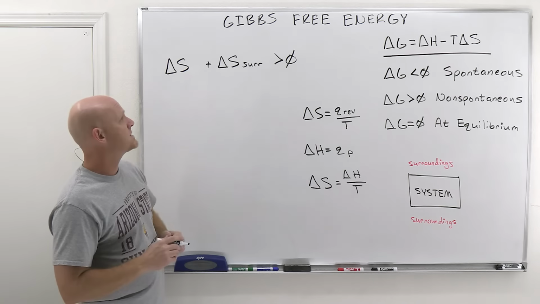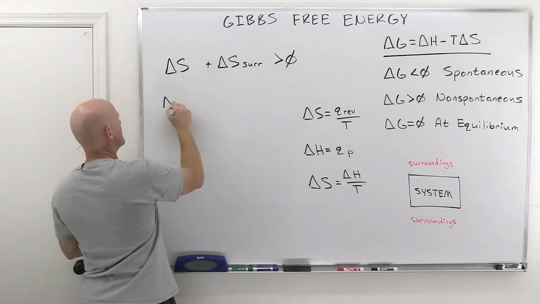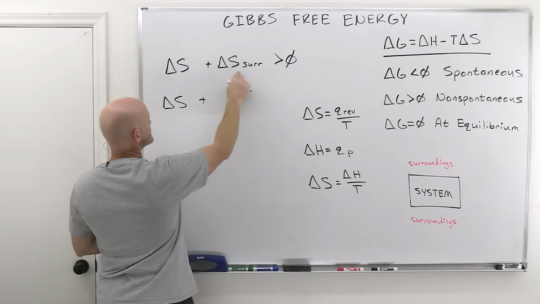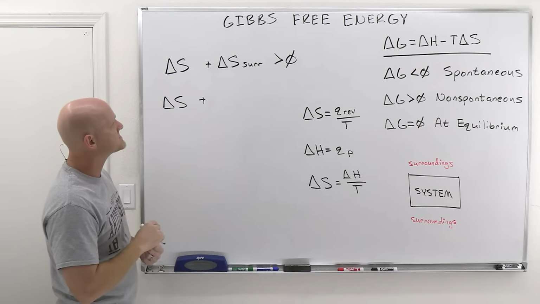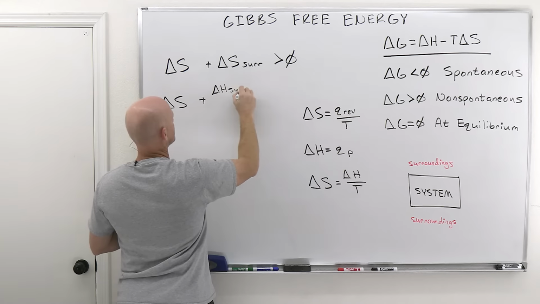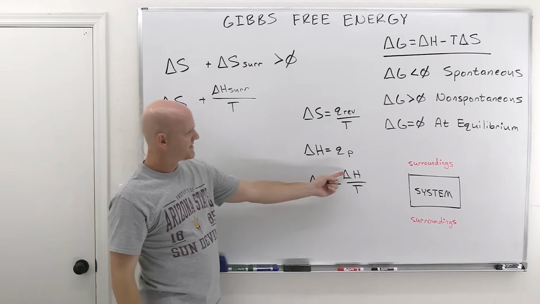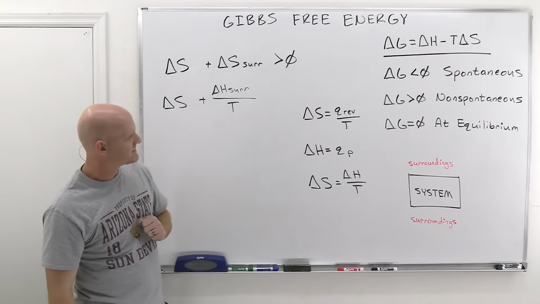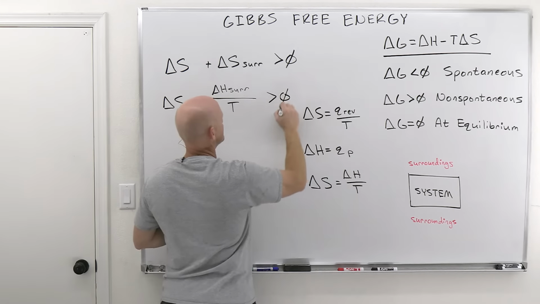So what we're going to do is make some substitutions here. For delta S of the surroundings, we'll keep the delta S of the system. But again, it's not super convenient to try and measure it for the whole surroundings. So we're going to put plus the delta H of the surroundings over the temperature. We just substitute delta H over T for that delta S value of the surroundings. And again, this has got to be greater than 0.